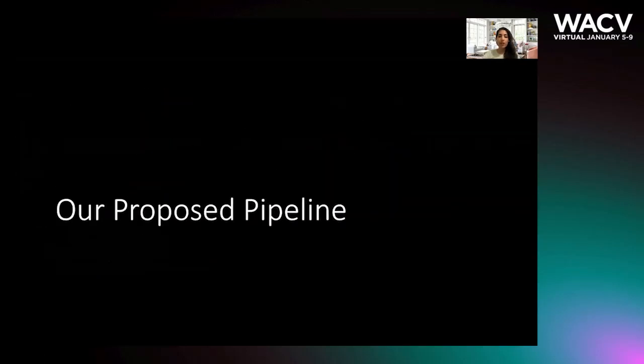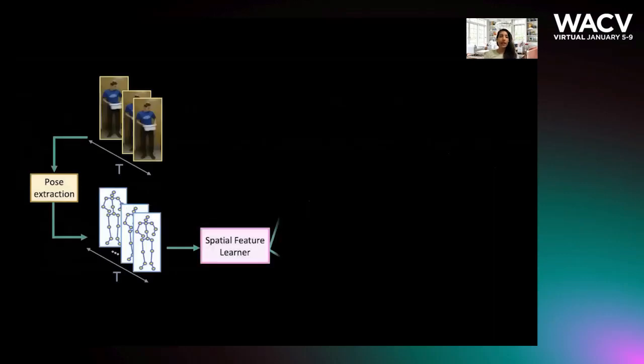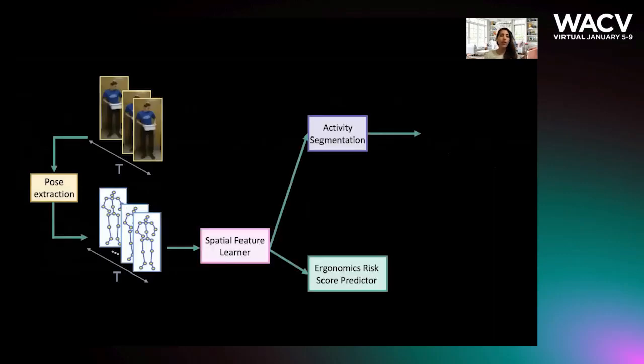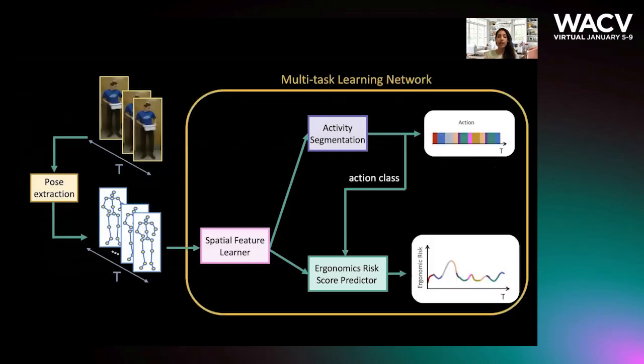Our proposed multitask learning pipeline takes the 3D pose from videos and feeds that into a spatial feature learner that has layers of graph convolution. And the resultant feature goes into the activity segmentation unit as well as the ergonomics risk score predictor. And the output of the model is a semantic segmentation of the video as well as the ergonomics risk associated with those activities.